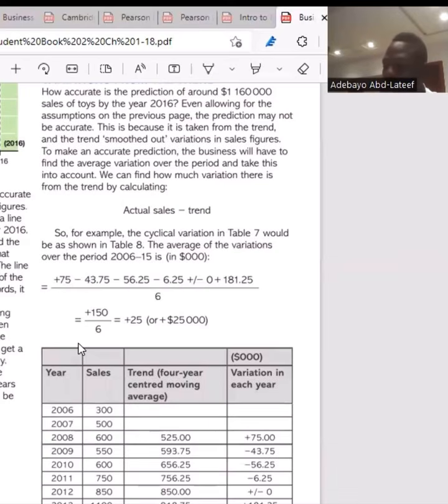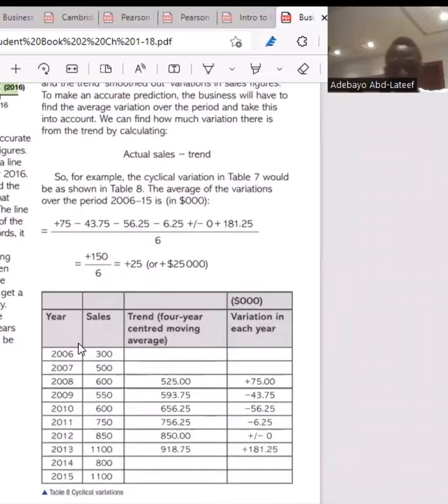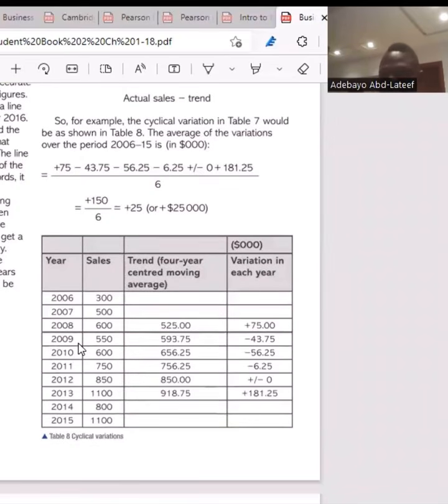Let's say in 2008, we have different sales. Like what we have here, from 2006 we have 300, 2007 we have 500, 2008 we have 600. This is our original sales. For these 3 periods, we can use our moving average. So how do we calculate our moving average? We say 300 plus 500 plus 600 divided by 3. That's 1,400 divided by 3. So whatever we get is what we take away from this. That's how we calculate the difference in variation.